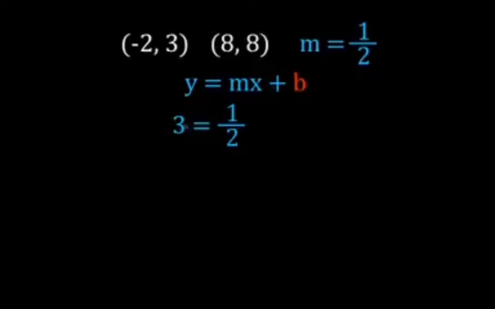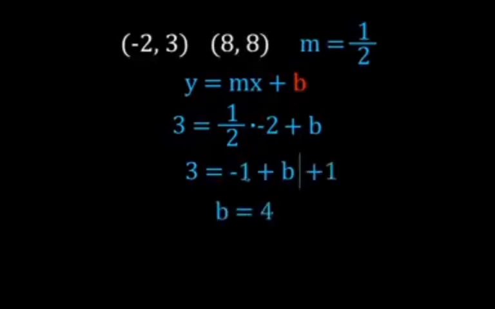Gradient m is half, so we are making use of that first point now. My y is 3 and my x is minus 2. So 3 equals half times minus 2 plus b. If I multiply that, that gives me 3 equals minus 1 plus b. If I solve that equation, my b is going to give me 4 by adding 1 to both sides. Okay, my b is 4.